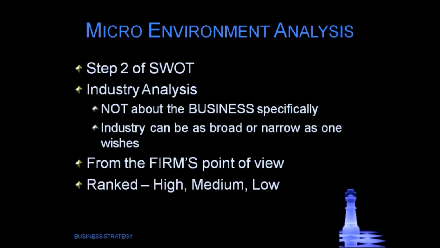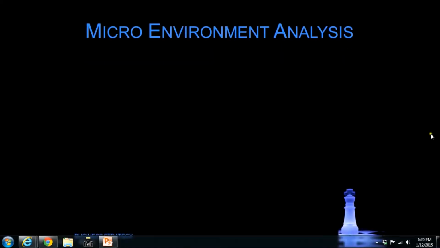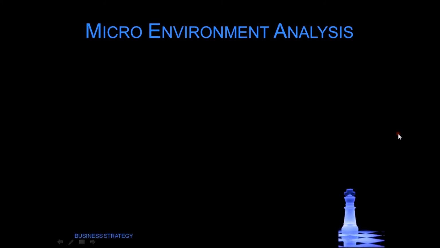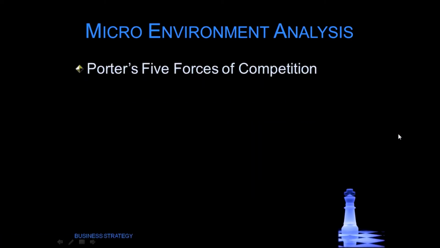Threats and power are always ranked as high, medium, or low. If you get really weird about it, you can put medium high and medium low as well. So what makes up the environmental analysis? The main tool that we use is Porter's 5 forces of competition. Porter's 5 forces of competition are made up of each of these plus its interaction.